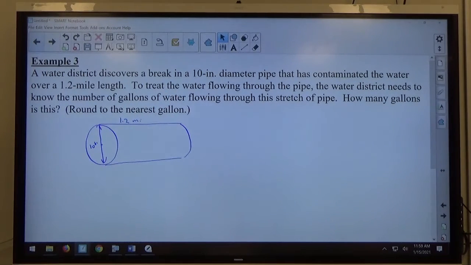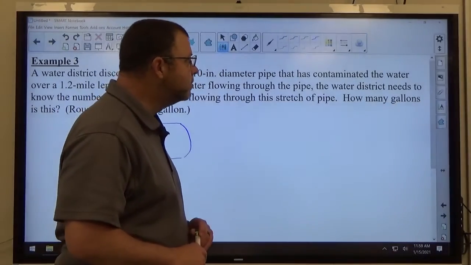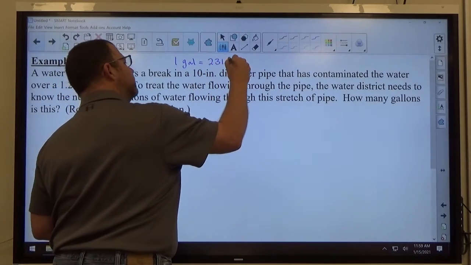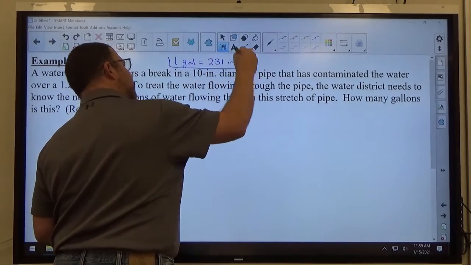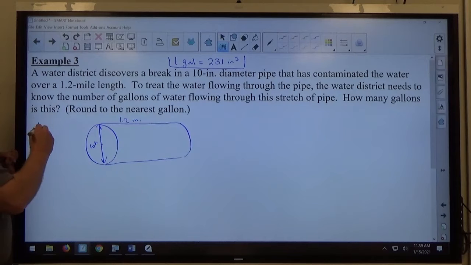How many gallons in a cubic inch? How many cubic inches in a gallon? 1 gallon is about 231 cubic inches. So since we have a unit of inch already to work with, and there's a conversion of cubic inches to gallons, it asks how many gallons is this. Getting all the units into inches will be useful here, and this unit of diameter is 10 inches.